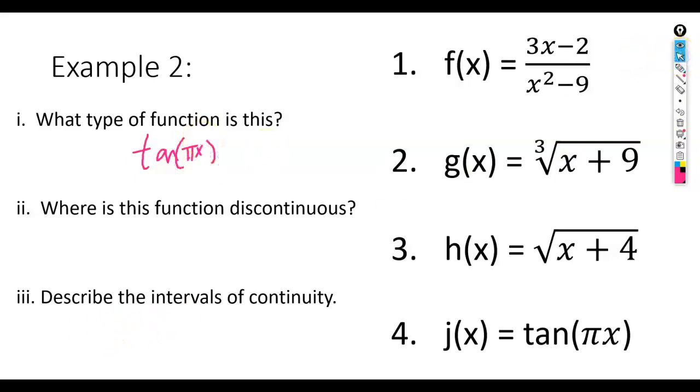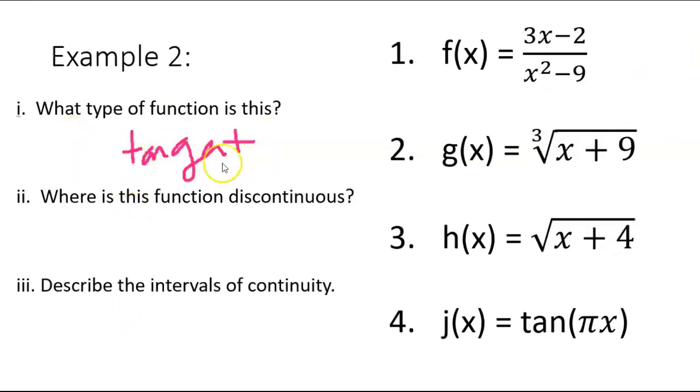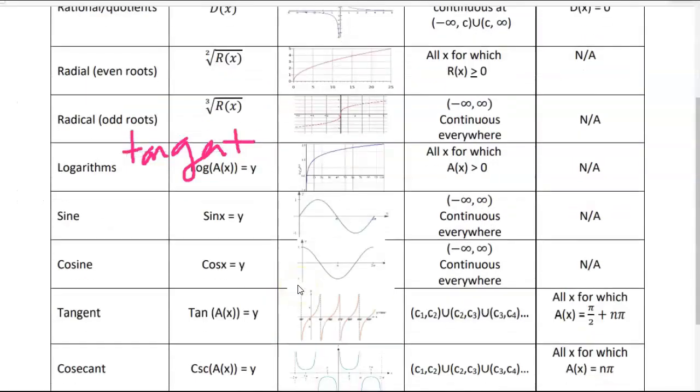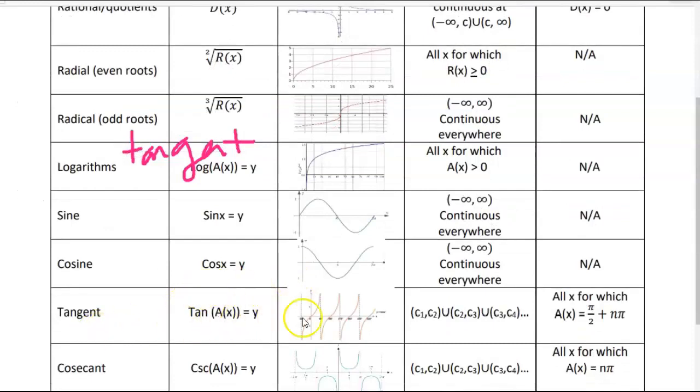All right, let's go ahead and take a look at our little sheet, though. I'm going to change it to the word tangent. That's what I should have put there. But anyway, let's go to our little sheet here and see where tangent is discontinuous. All right, so we're going to find the tangent function. There it is, tangent.